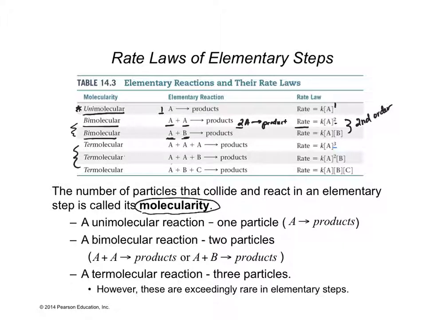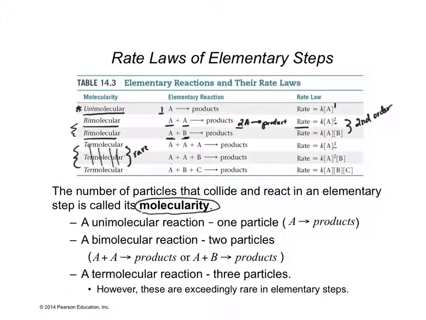Again, when I introduced the whole H and 2, I said that's really improbable, right? It's not going to really happen. So for these guys, termolecular things, three things colliding at the same time, these are fairly rare. So you don't really need to know about them at all for the most part, okay? But you do need to know the vocabulary of a unimolecular reaction as well as the bimolecular reactions, okay? One thing or two things colliding.